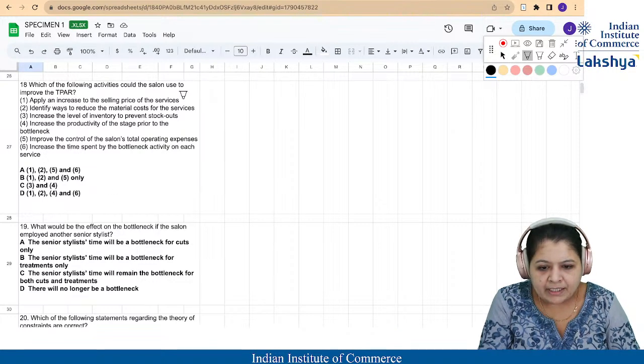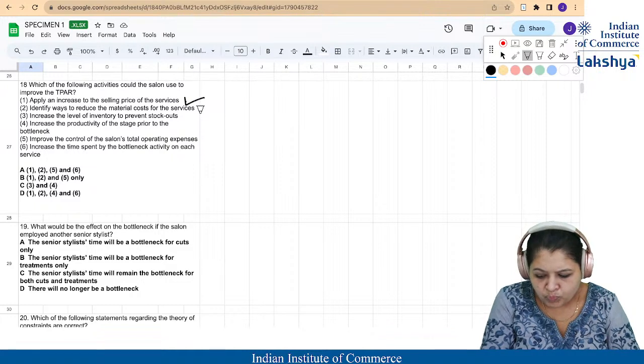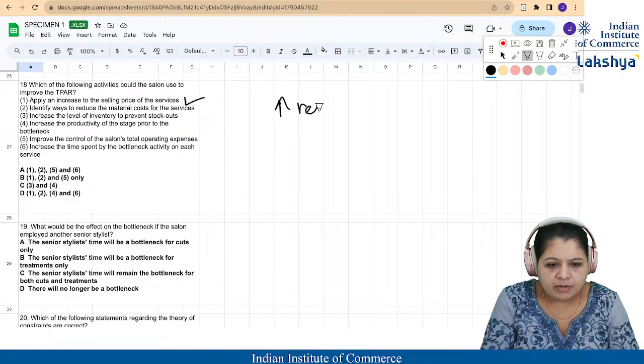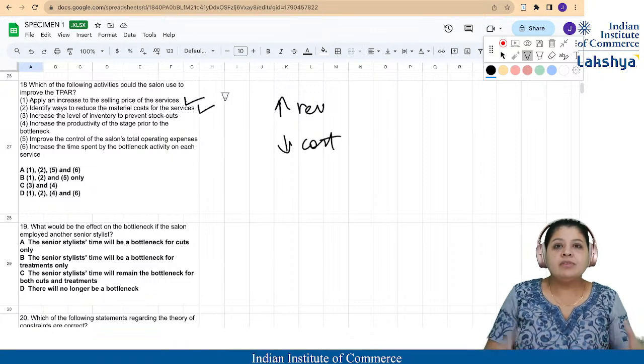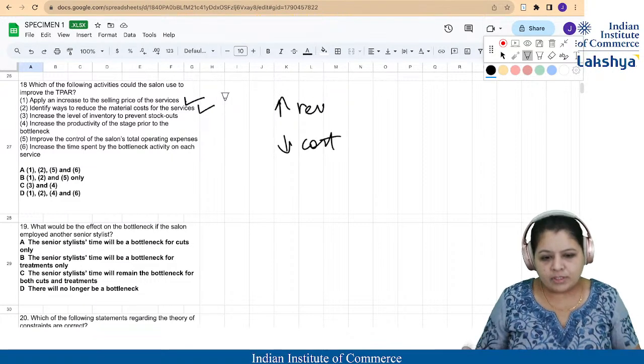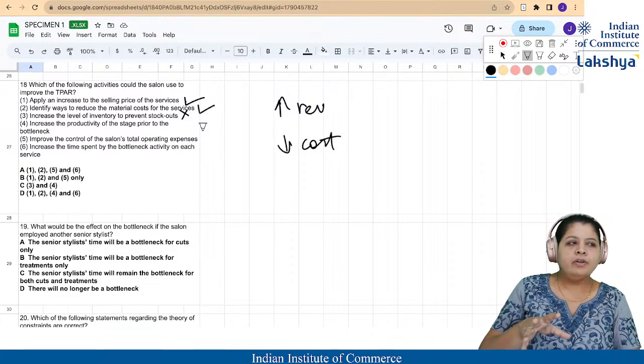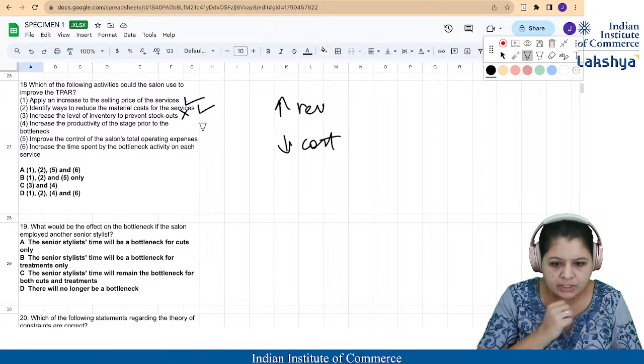Apply an increase in the selling price. This will increase the TPAR throughput. Yes. Identify ways to reduce the material cost. Yeah, if you increase your revenue and decrease your cost, they are two different things working in the same direction. Level of inventory would not help because that will again increase a lot of stock holding costs.